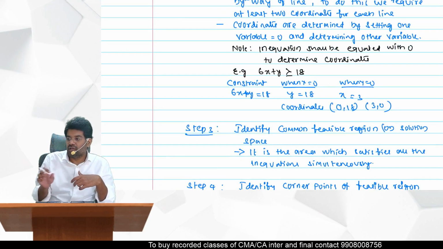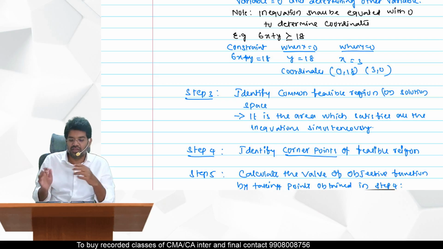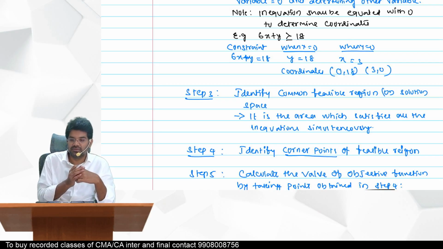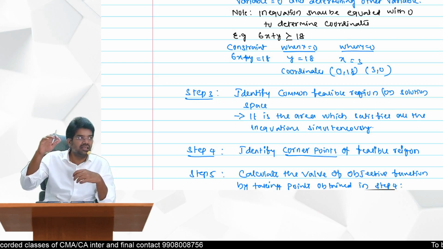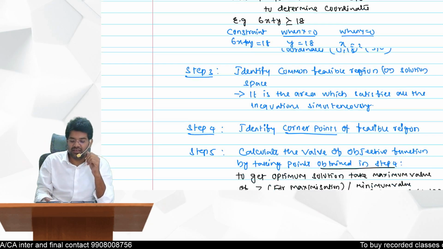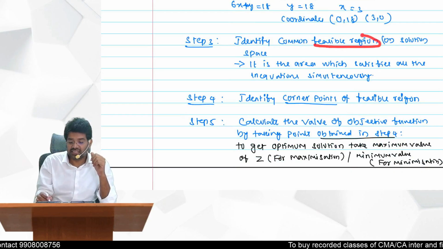Right, plot the points, then draw the lines. After doing that, you should identify the common feasible area. The common feasible area is the area that satisfies all the equations. What is that common feasible area you have to find out? Practically, we will understand that.